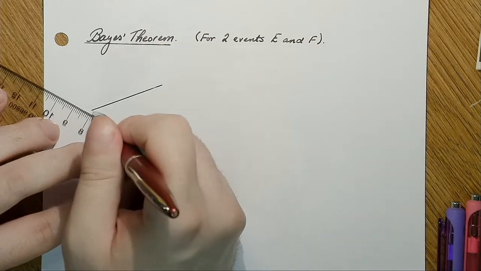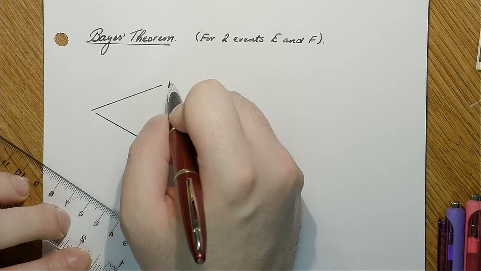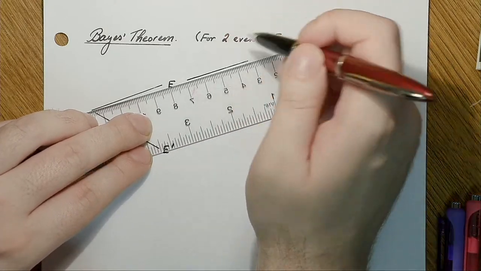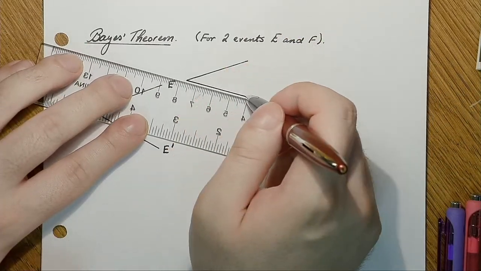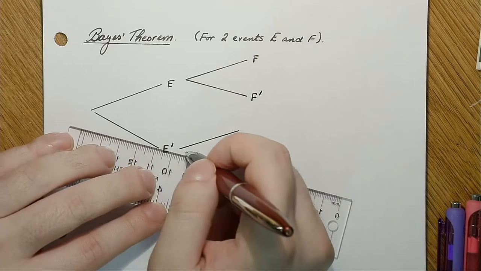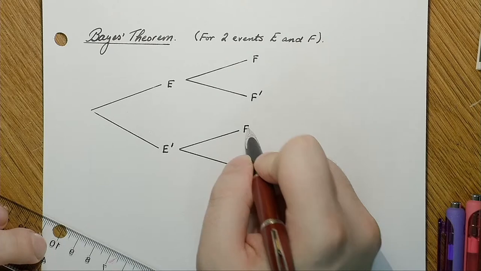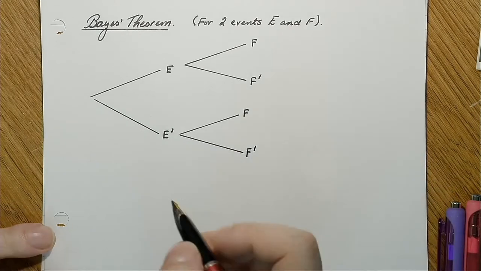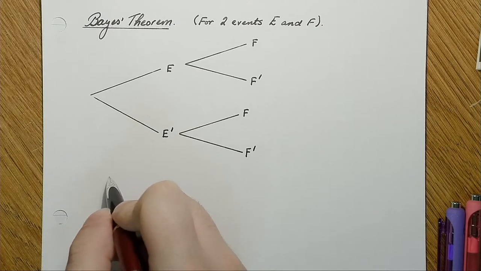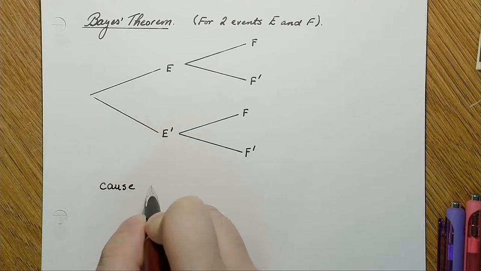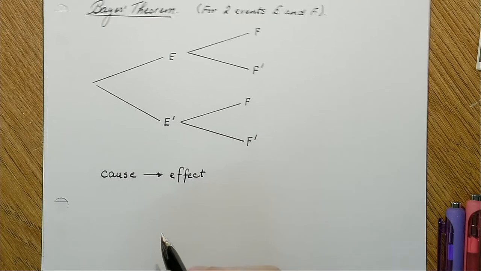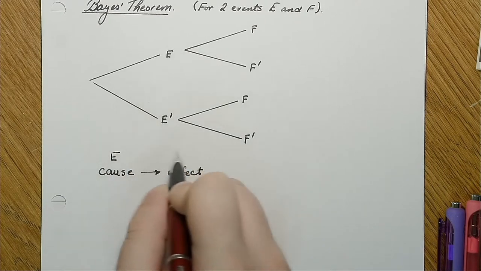So I'll draw out my tree diagram again here. We'll use E as our first event. Our next one that we'll have here is F. What Bayes' theorem is looking at is, in this simple case where we have two events, let's think of this as we have a cause, and then we'll have an effect. This is E, and then we have something like F.